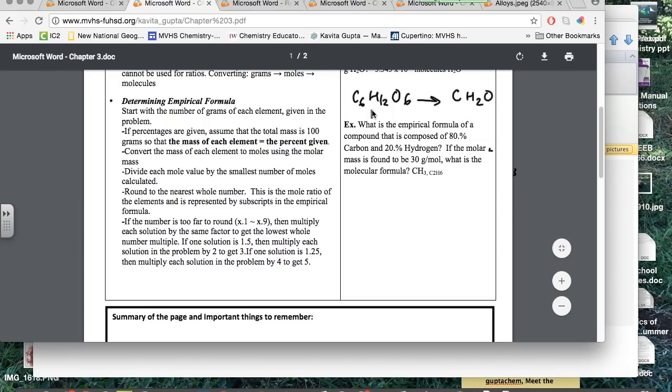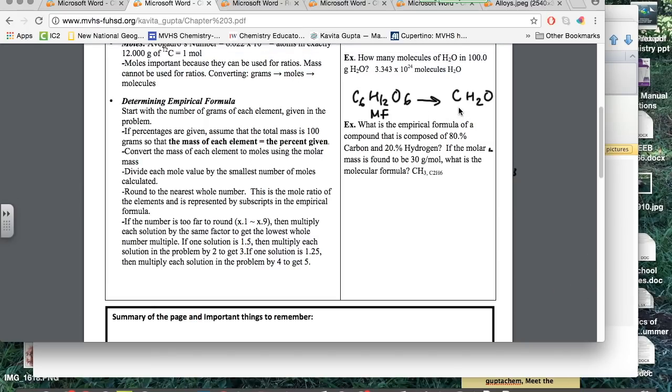Molecular formula gives the exact number of atoms in a molecule. So that's more usable, but you can easily convert empirical formula to molecular formula, and we'll see how in a minute.